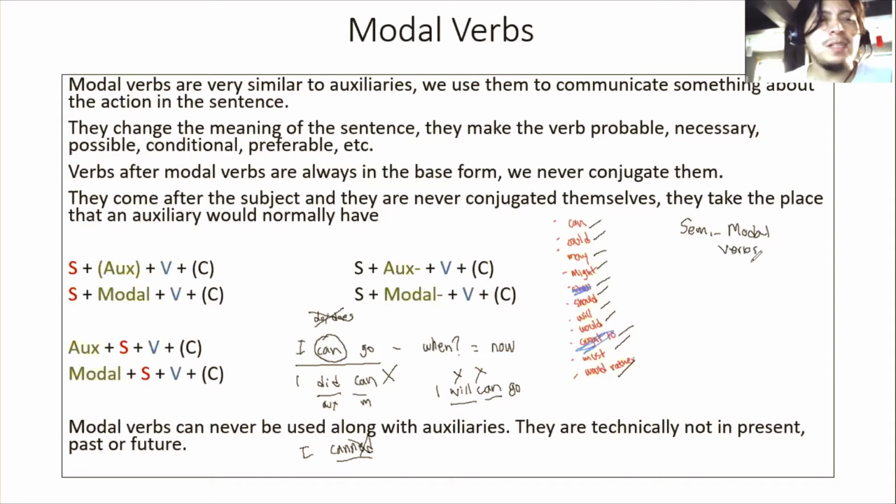Semi-modal verbs are very similar to modal verbs, but they have some differences. We're going to check them. We can use them only in some situations. We're going to be explaining that. Okay, so we're going to be talking about modal verbs. We're going to be talking about how do we use them, if they mean possibility, necessity, capacity, preferability, etc. We're going to be speaking about that, and we're going to be speaking about semi-modal verbs.